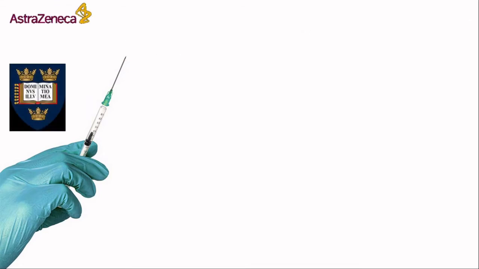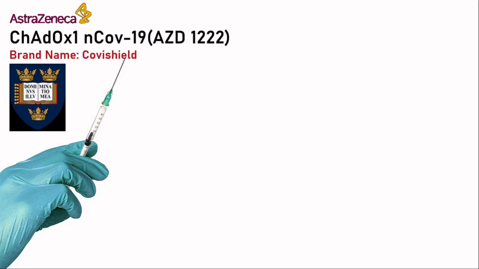Now let us understand the third type of vaccine, which is developed by AstraZeneca and Oxford University, and ChAdOx1 is what it is called. Why is it so? Because Ch stands for chimpanzee, Ad stands for adenovirus, Ox stands for Oxford University, and that vaccine is actually called AZD1222. Its brand name is Covishield.